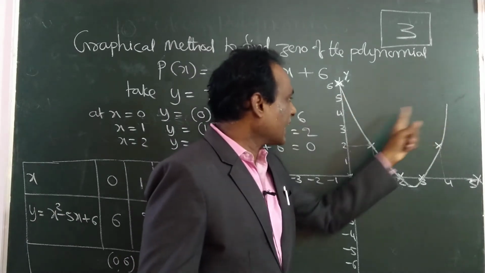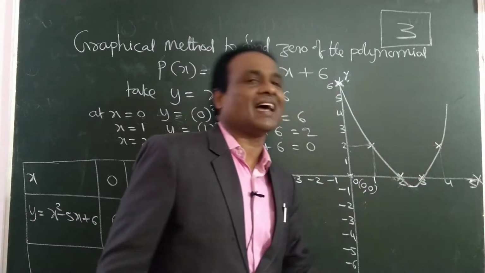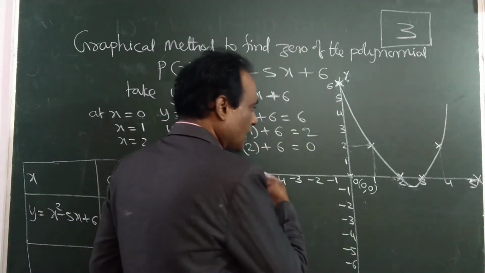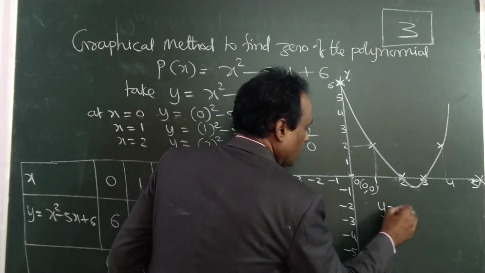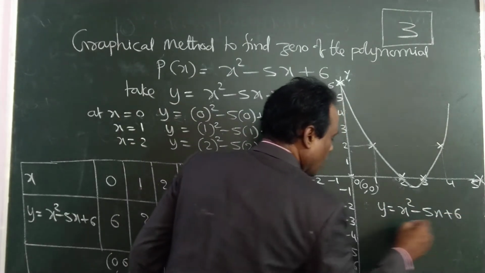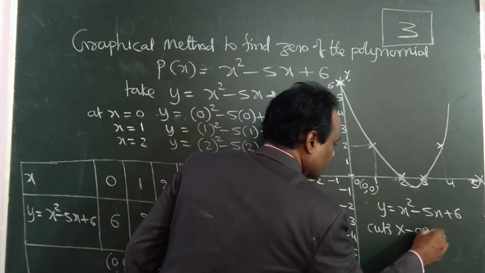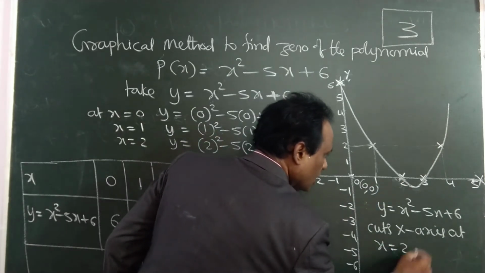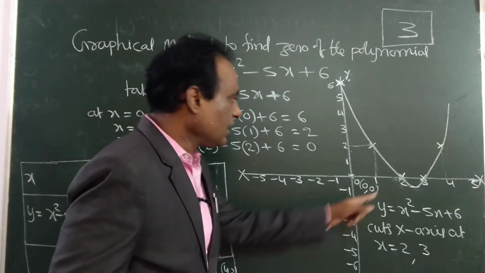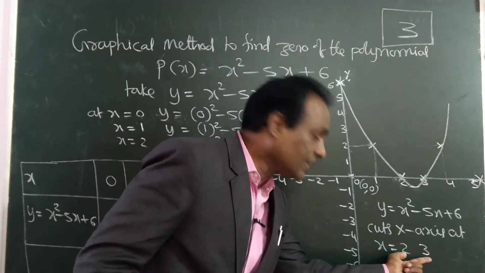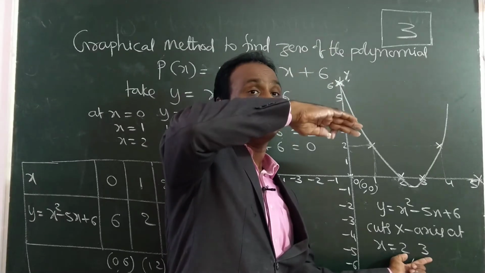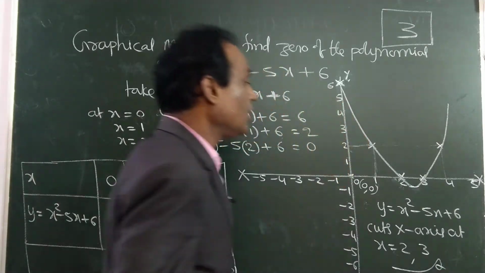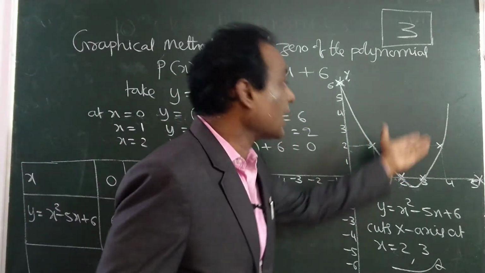The points where the graph cuts the x-axis, those are the answers. Graph is cutting the x-axis at what points? This graph y is equal to x square minus 5x plus 6 cuts the x-axis at x is equal to 2, x is equal to 3. These are the answers. I applied another method previously, so we got the same answer, 2 and 3. So this is the procedure, finding the zero of the polynomial using the graphical method.